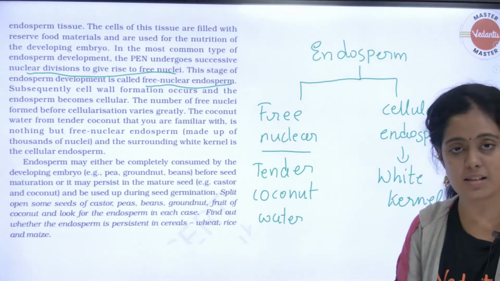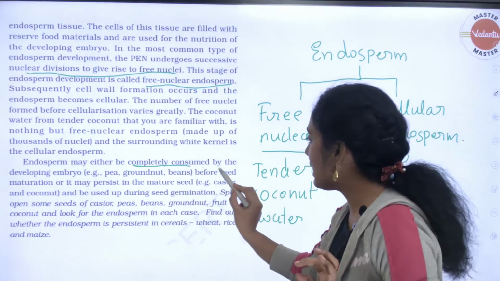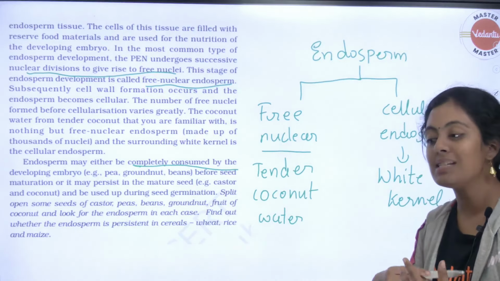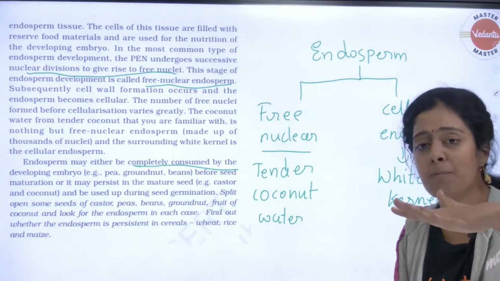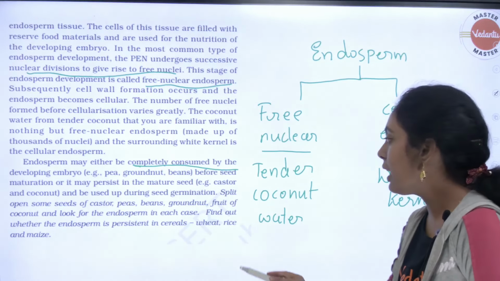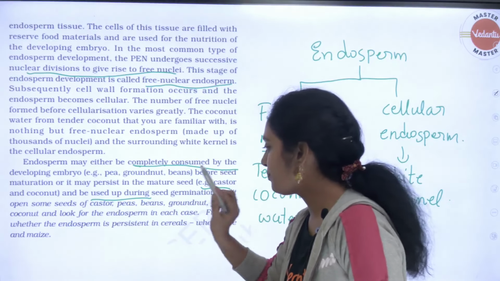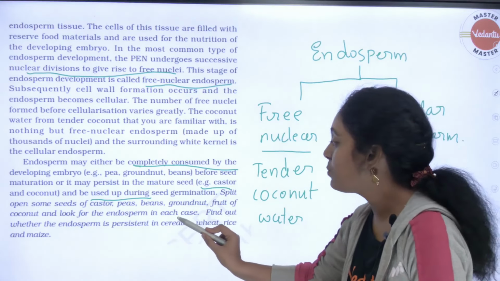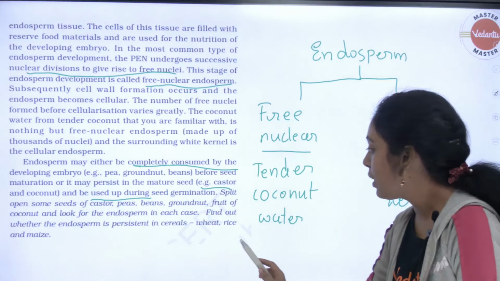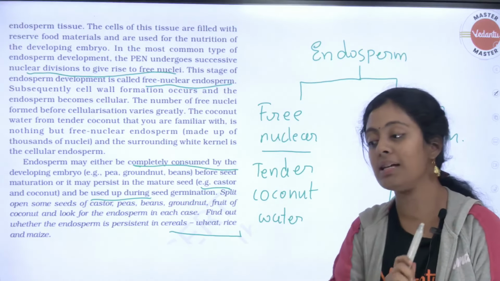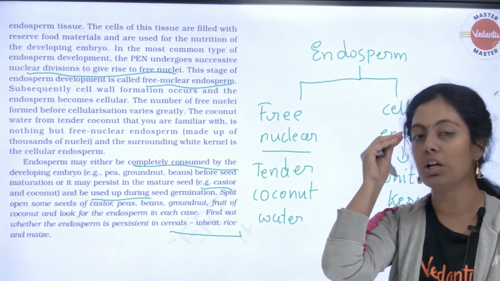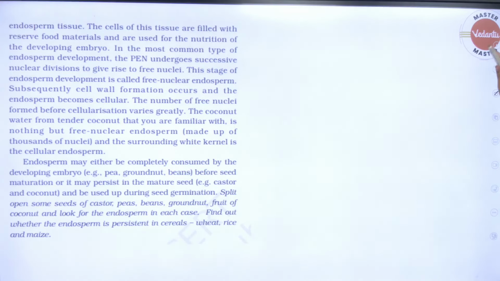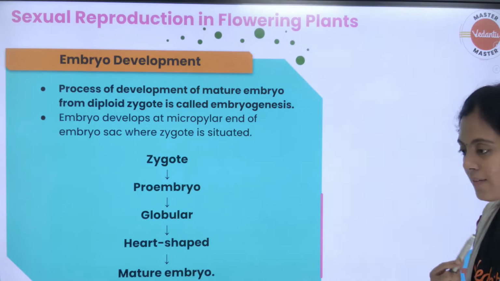Okay, try to understand this. Endosperm may be completely consumed by the developing embryo, for example pea, groundnut and beans, before seed maturation. Or it may remain persistent. Some endosperm remains, for example castor and coconut. Okay, there are certain organisms where the endosperm is retained, persistent. So we call these cereals, wheat, rice and maize, where the endosperm is persistent. Some endosperm is still remaining. Okay, I hope things about endosperm are very, very clear. Okay, now we will move on to embryo development.